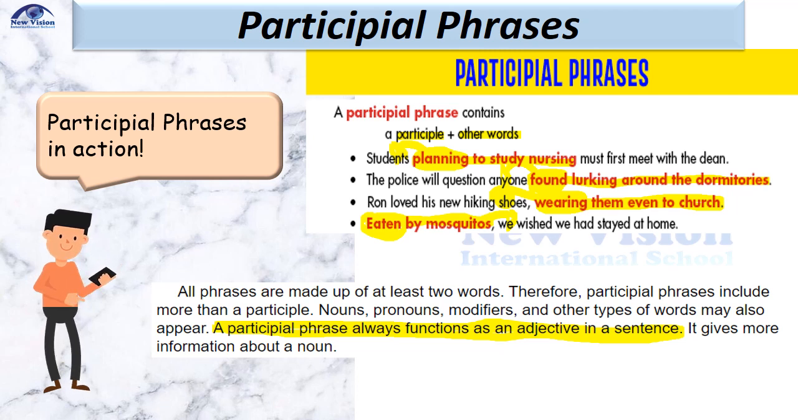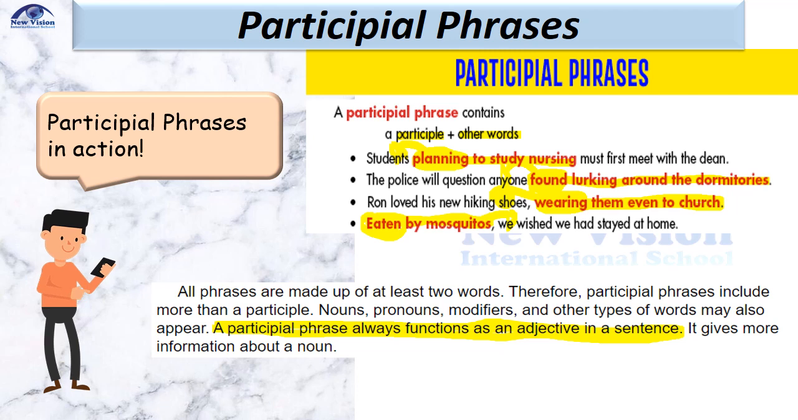If we remove this phrase right here, the student must first meet with the dean, it works pretty well. But we have planning to study nursing, which serves as a participial phrase because it starts with a present participle, planning, and some other words, and it describes and gives information about the student. So that's how it works.